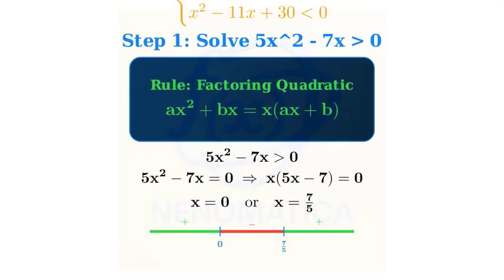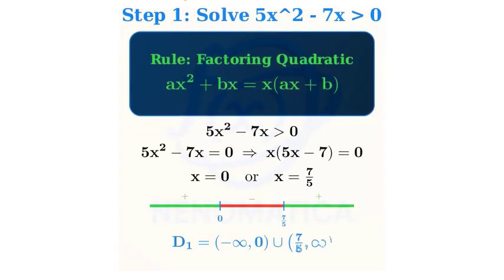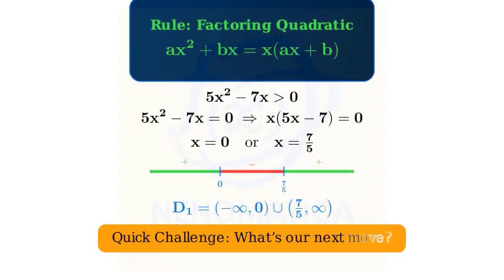Now build a sign diagram for the product. Positive to the left of 0, negative between 0 and 7/5, and positive to the right of 7/5. Since we need strictly greater than 0, the solution set is negative infinity to 0 union 7/5 to infinity.